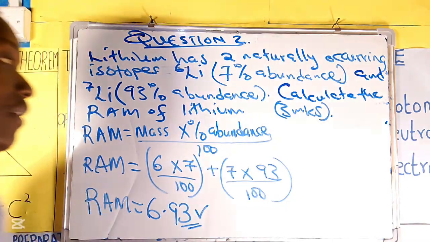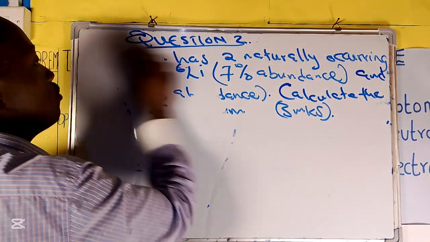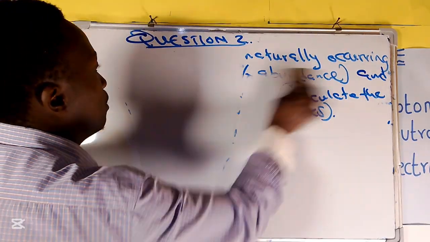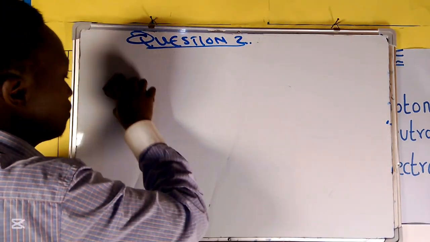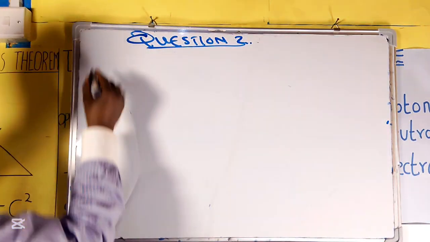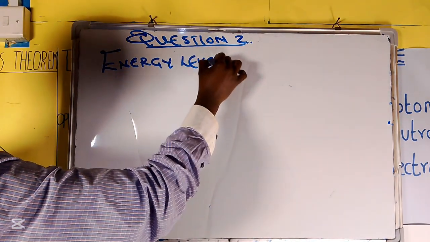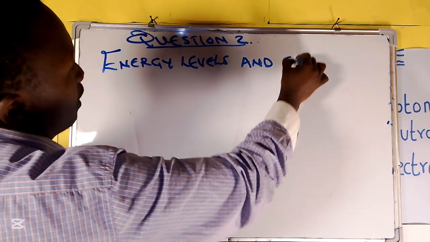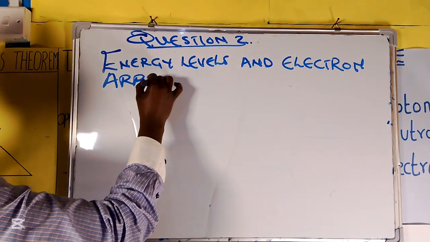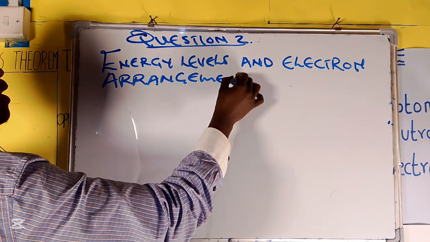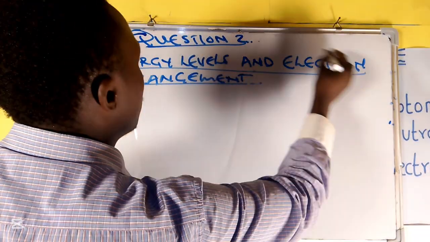So we are going to end our first session there. Tomorrow in our second session, we are going to learn about energy levels and electron arrangements. So that is what we are going to do tomorrow.